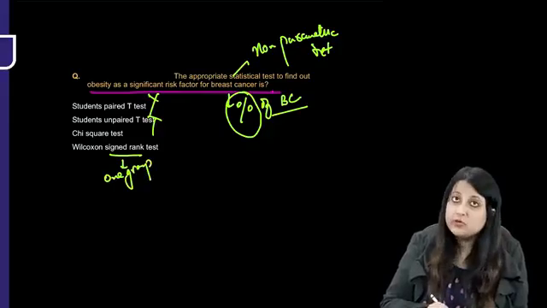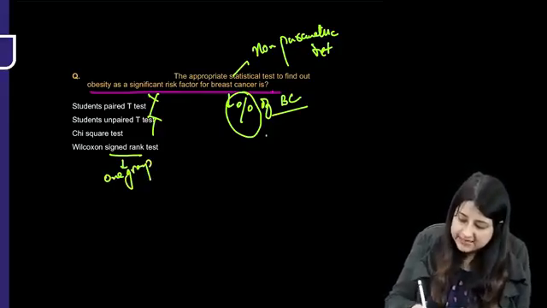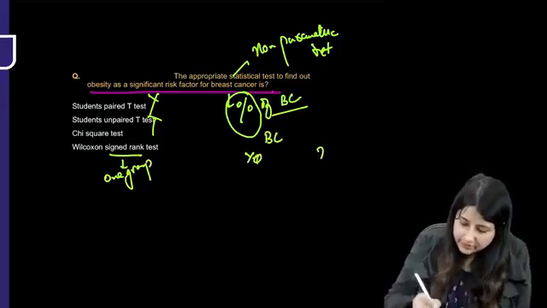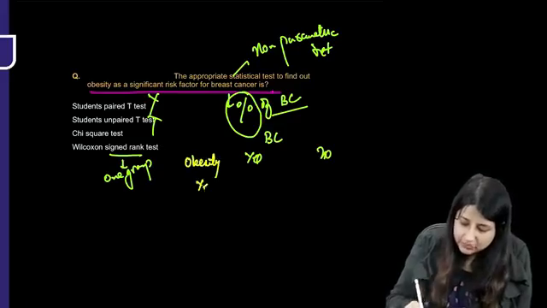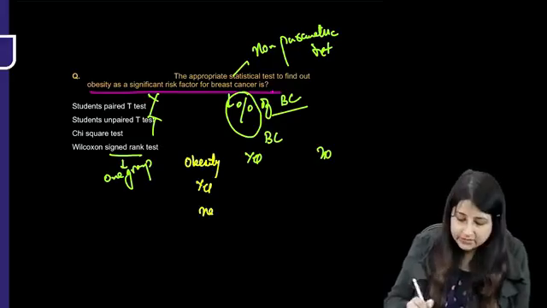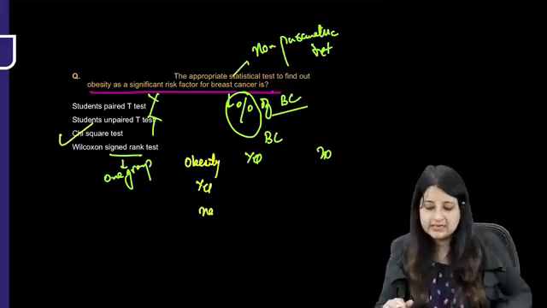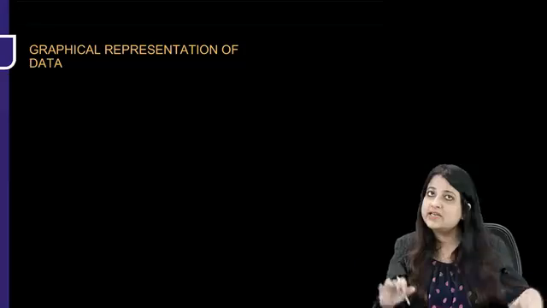Okay, now here we have a 2x2 group. How? See, breast cancer, yes, no, and over here obesity. Obesity also yes, no. So you can see this makes it a 2x2 table. So most commonly here we will use a chi-square test. Got it? Everybody? So that was tests of statistical significance.